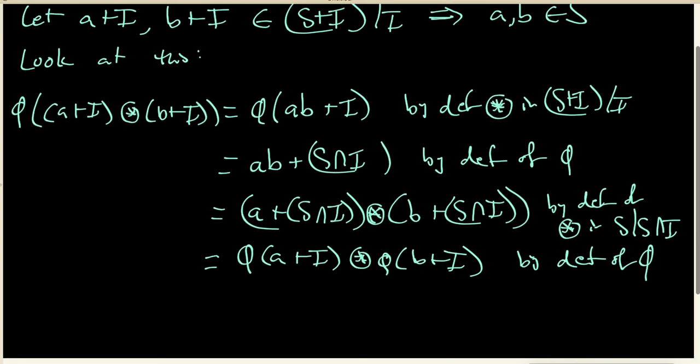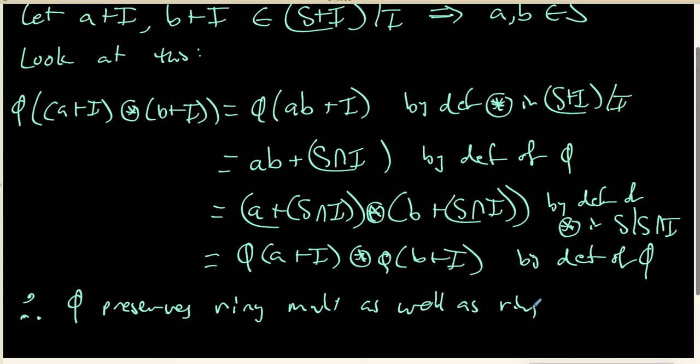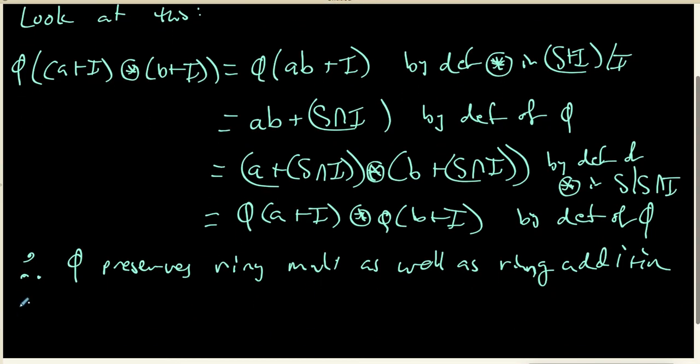And if I put all of this together, we can conclude that phi preserves ring multiplication as well as ring addition. And that's enough to say that phi is indeed a ring homomorphism. In the next video, we will look at proving that phi is a ring isomorphism by proving that phi is both onto and one-to-one.